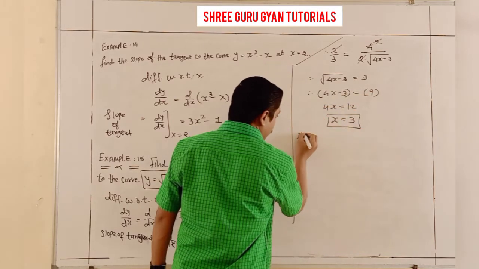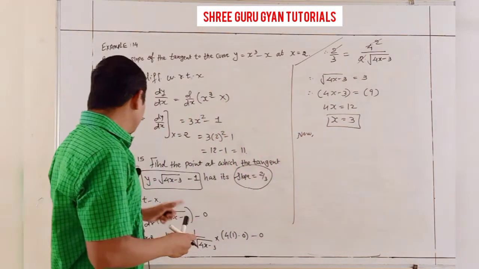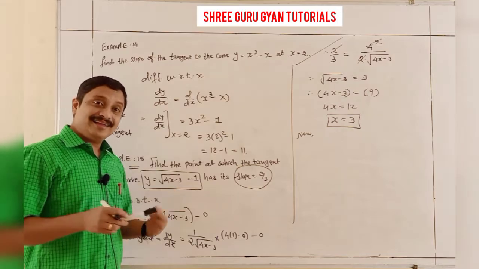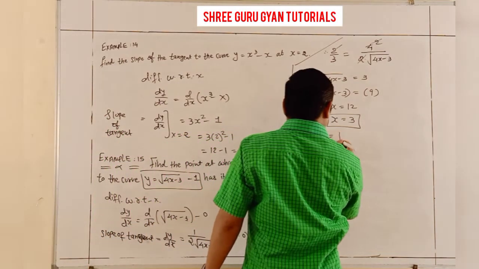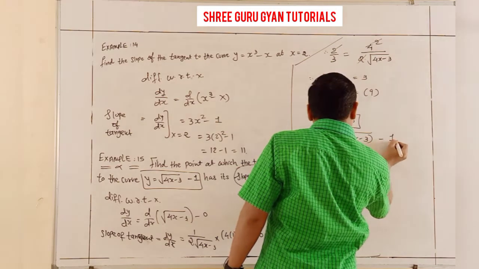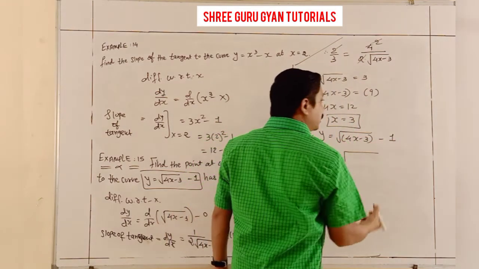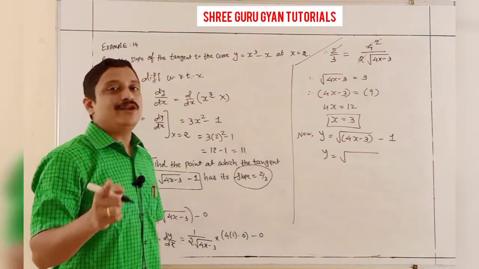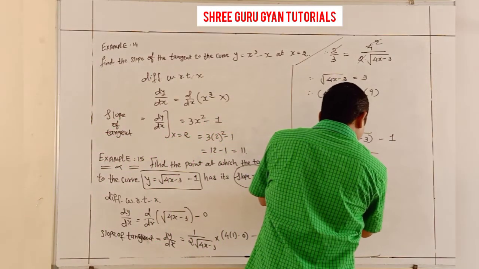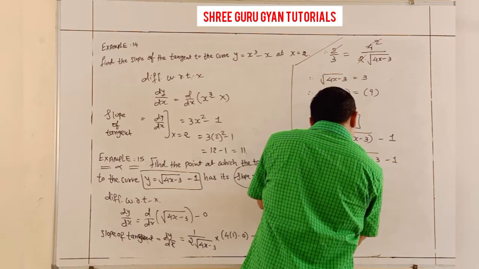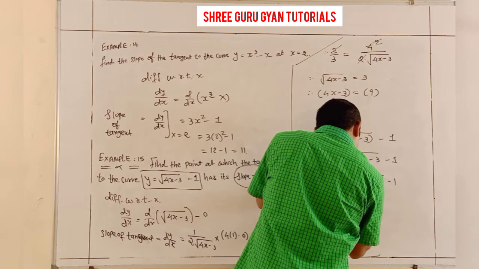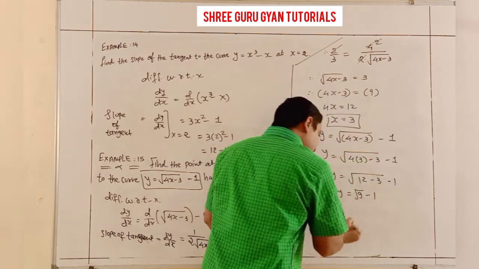Now, what is our target? Find the point. That is my target. So put x in the y. What is your y? Under root 4x minus 3, and minus 1. Put it down systematically. The value of x is equal to 3, so 4 into 3 minus 3, 12 minus 3. Yes, students, it is square root of 9. You put in here square root of 9, only 3, yeah?